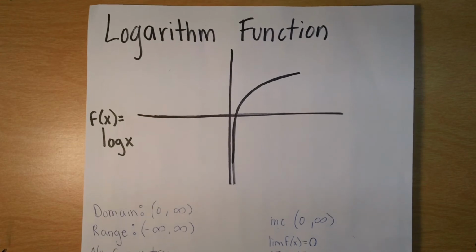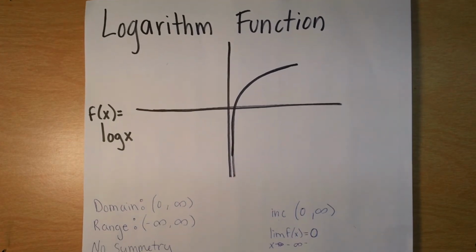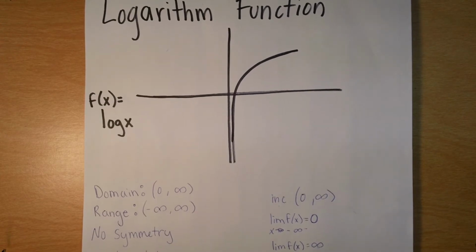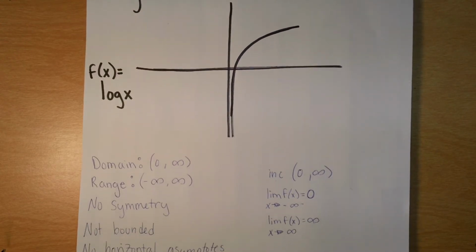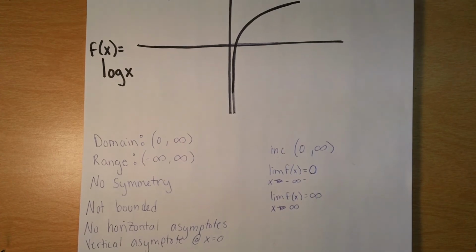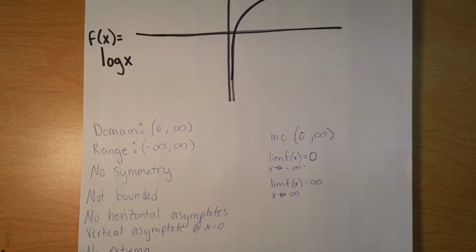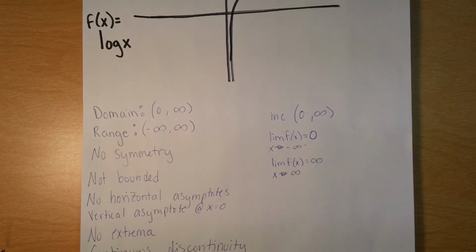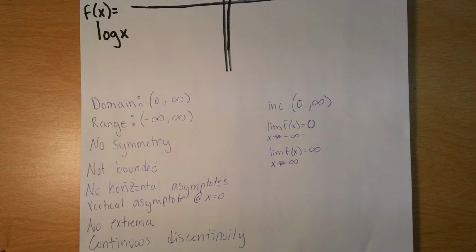We have logarithm functions. We did log of x, so that's the base of the equation. The domain is 0 to infinity, since the function never touches 0. The range is negative infinity to infinity, since the function touches all y values. The symmetry is neither, since you cannot have a negative log, so the function is not symmetrical. It is not bounded.